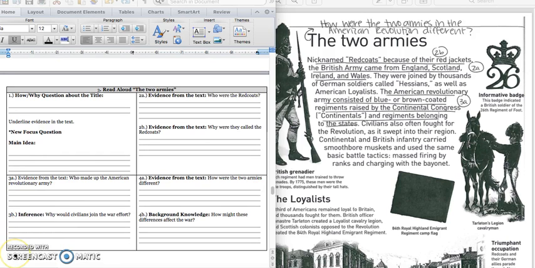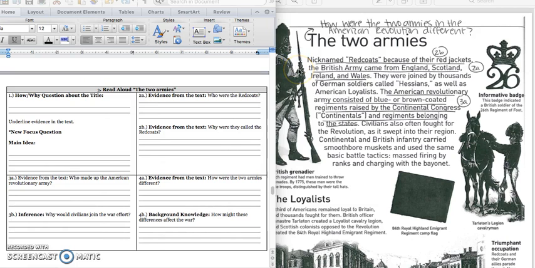All right, turn the page in your notes. And remember, the first thing we're going to do is ask that how or why question about the title so that we can find our main idea. And so our title is the Two Armies. And so our how or why question today is, how were the two armies in the American Revolution different? Press pause to write down your answer and play when you're ready to read. And as we're reading, we're going to underline the answer to that question. How were the two armies different?